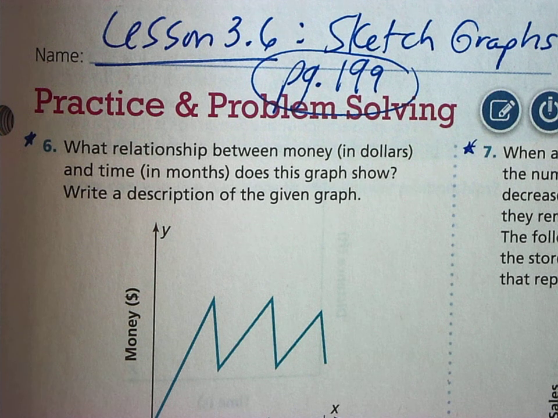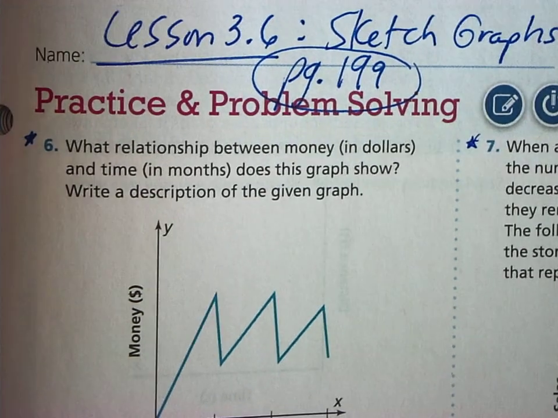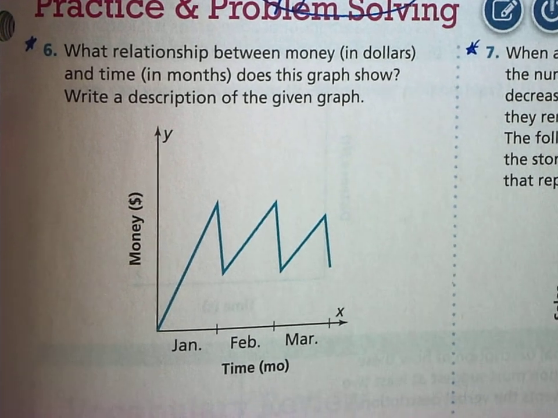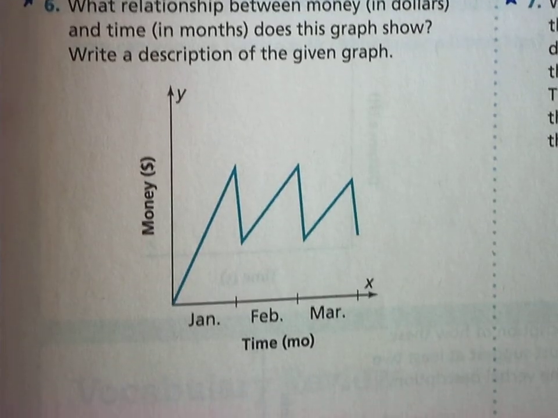Hi there. Okay, so we're going to look at sketching functions and writing a verbal description about a function. And we're on page 199. Okay, so this one says, what relationship between money in dollars and time in months does this graph show? Write a description of the given graph.